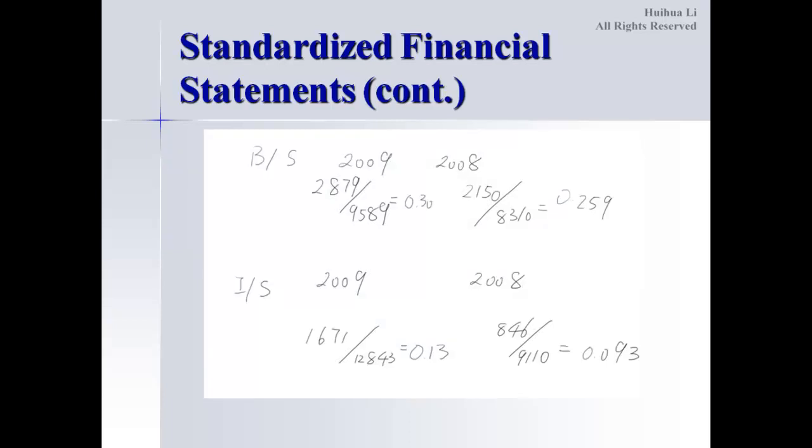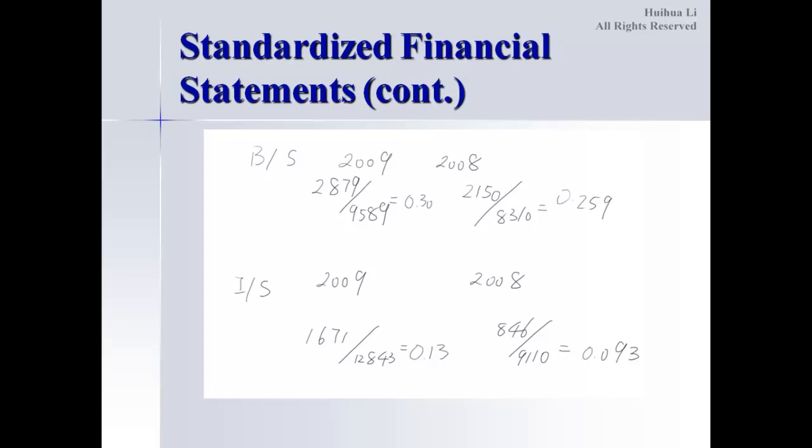For common size balance sheet, total current assets for year 2009 is the absolute total current assets, 2,879, divided by total assets of 2009, 9,589. So the answer is 0.30. For year 2008, 2,150, divided by total assets of 2008, 8,310, and the answer is 0.259.